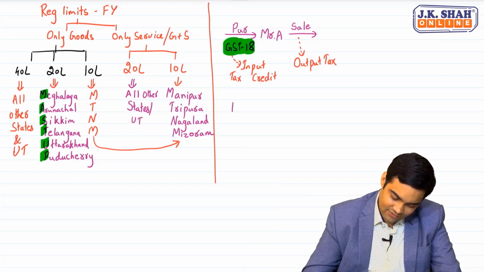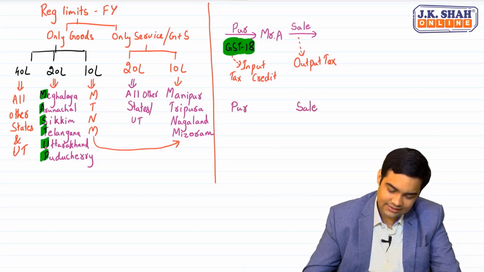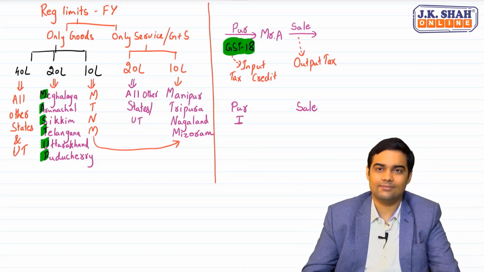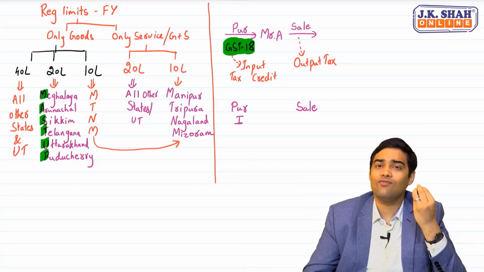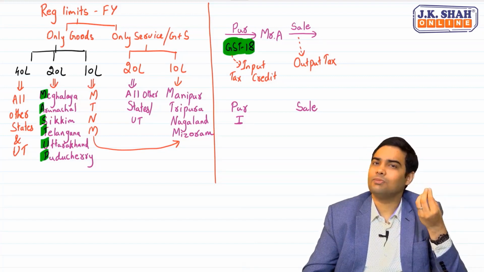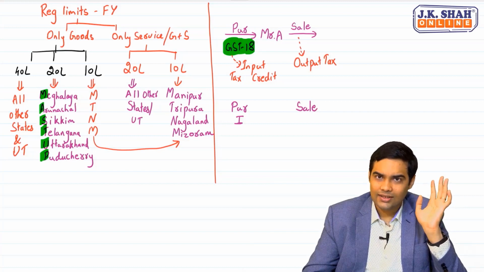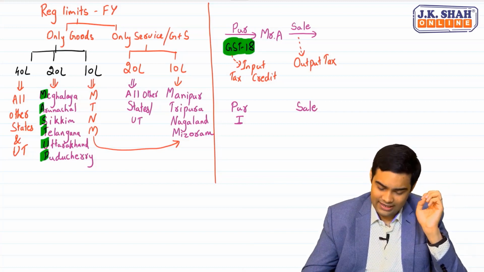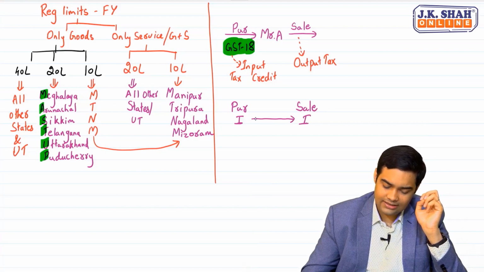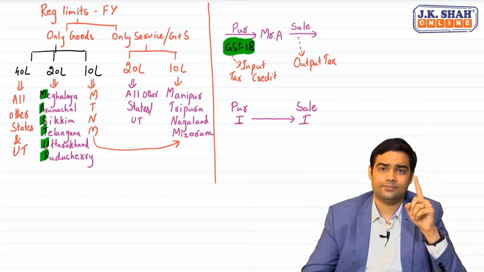See, first of all, I am just having two parts, purchase and sale. If I have paid IGST on my purchase, can I call it ITC of I? Yes, because IGST paid on purchase is nothing but ITC of I. Now, ITC of I will be first adjusted against output IGST. This is the first thing.